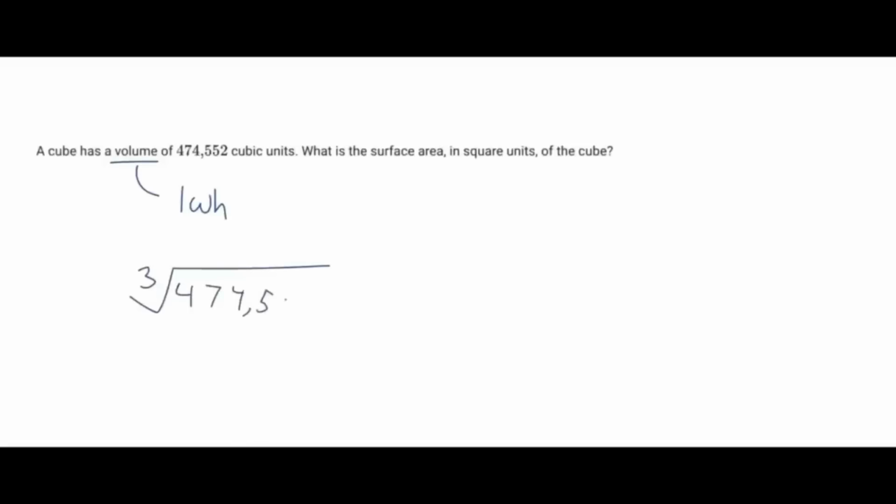474,552. And that will give us a value of 78, all right? So 78 is just the side length of each of the sides. And now we want to calculate the surface area. For the surface area, we can just find the area of each side and then multiply by the number of sides. So we have 78 times 78. That will give us the area of one side. And we know there are 6 faces to a cube. And so we can just multiply this by 6, giving us a final value of 336,504.